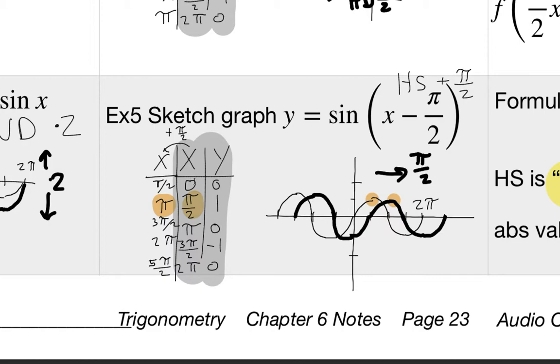So you can add pi over 2 to all of these. 0 plus pi over 2 is pi over 2. Pi over 2 plus itself is pi. 1 pi plus pi over 2 is 3 pi over 2, and all of these, and you can see so forth. The y values remain unchanged. So therefore, it's going to be a horizontal shift of pi over 2, and it's going to look like this, from here to here.